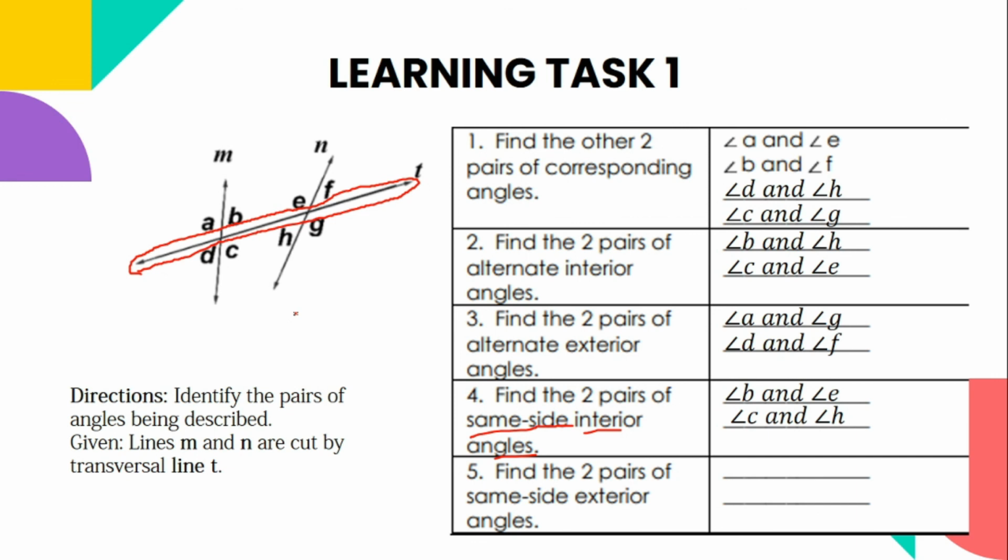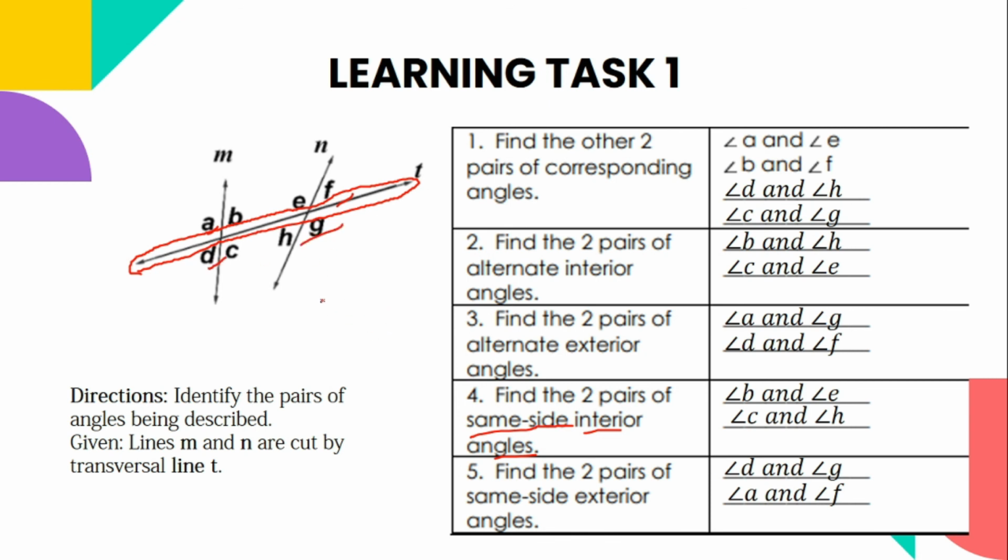Okay, let's find the two pairs of same side, but this time exterior angles. So we have the transversal T there, we have the exterior angles A, F, D, G. Which of them are on the same side? So we have A and F, and D and G. Angle A and angle F, angle D and angle G. Those are the same side exterior angles.